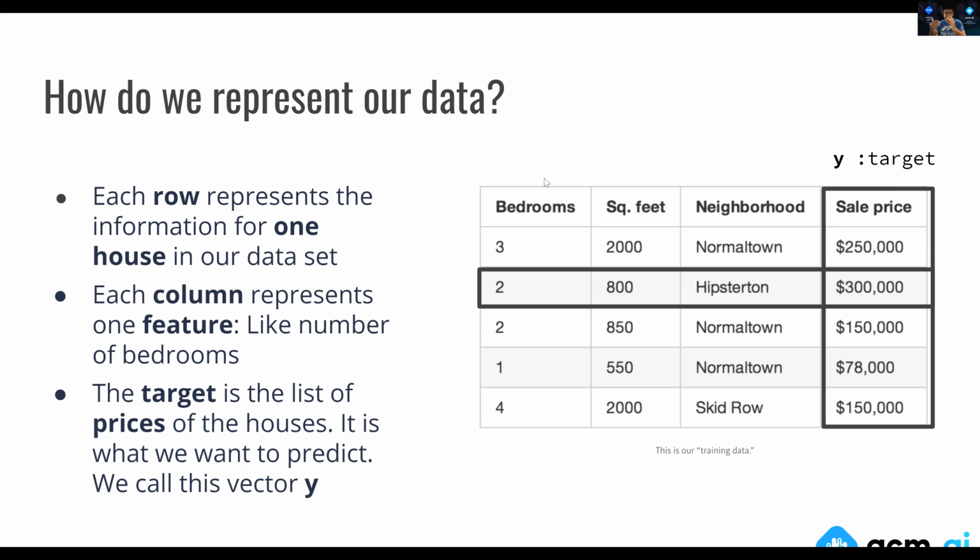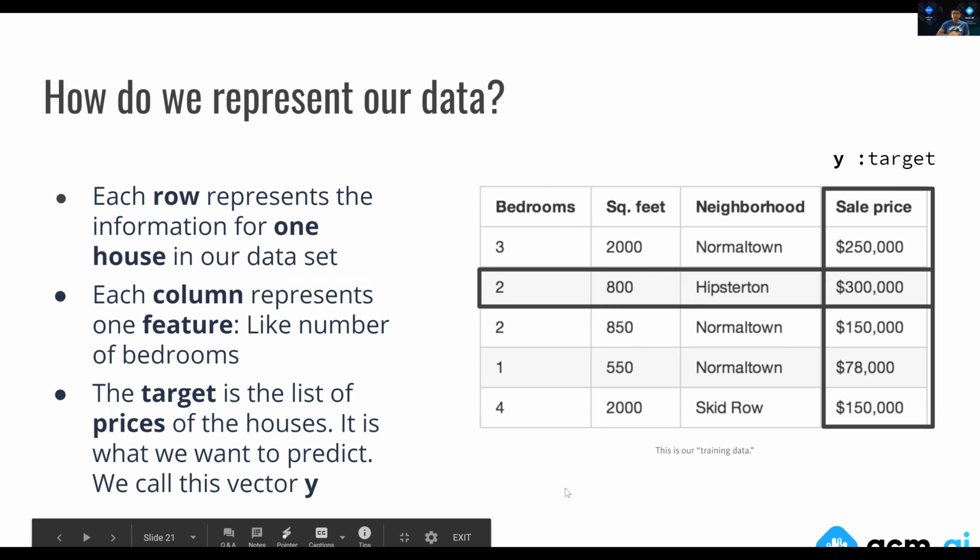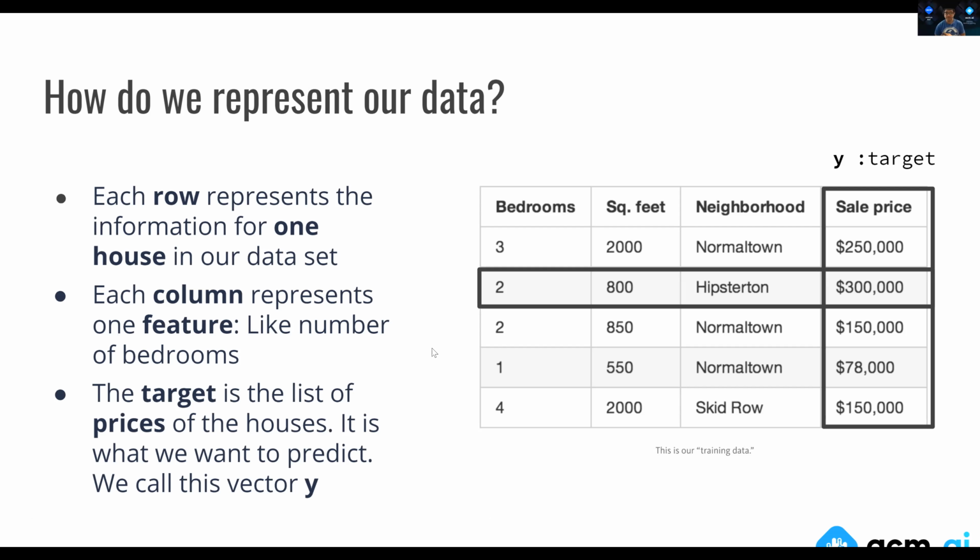So each column is a feature, like I just mentioned, and the target, as we mentioned before, is the true value of what we're trying to predict. So let's say we give our model that the number of bedrooms is 2, the square footage is 800, and the town is Hipsterton. We would expect our model to output 300,000. Once again, don't confuse the target with the prediction. This 300,000 is what we would expect.